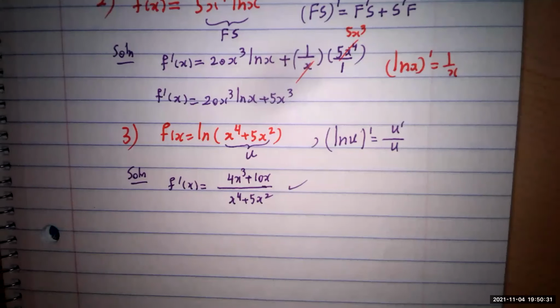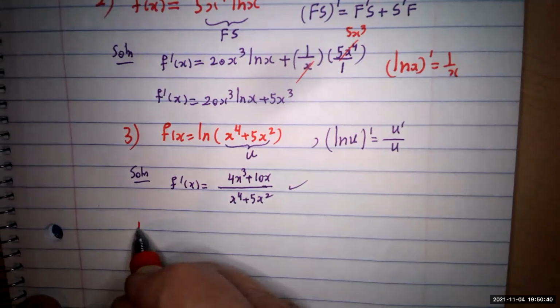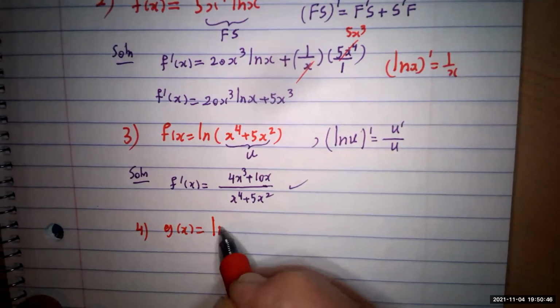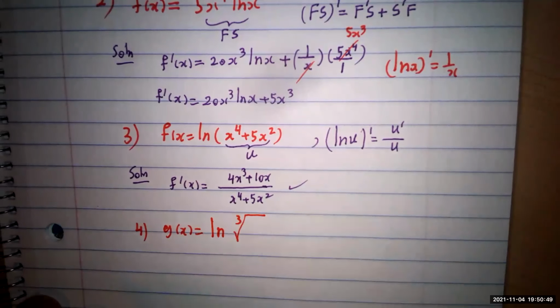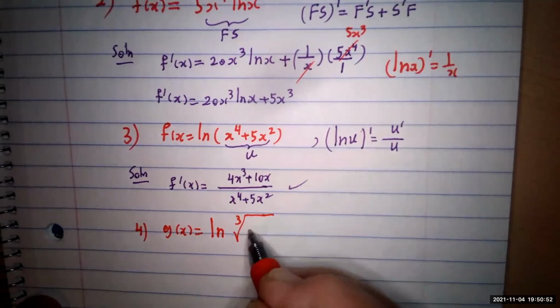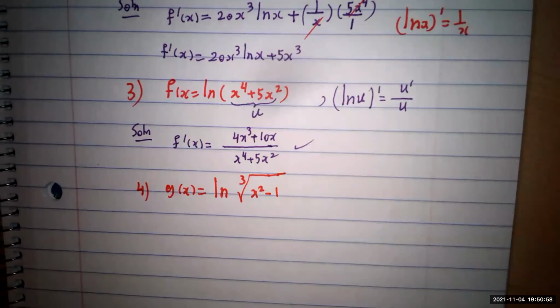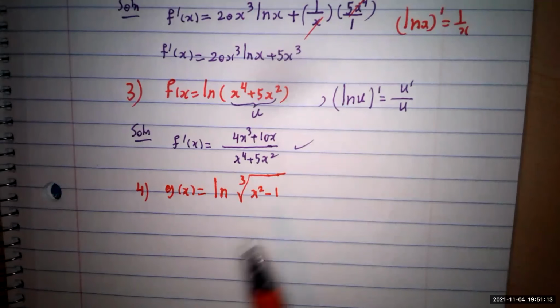You have some problems in your book that you can use that algebra that I talk about. Look at this one. Suppose you have g of x equal to ln of the cube root of x squared minus 1. You see this one? This is again of the form of ln u, the u prime over u. You can do it if you want, but you can use some algebra to simplify this one. Especially, you know that you don't like the radicals.